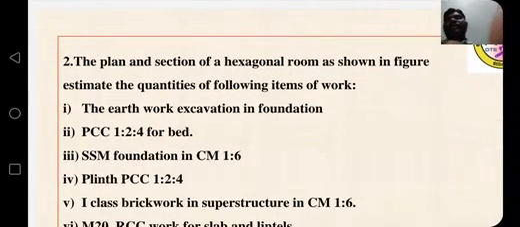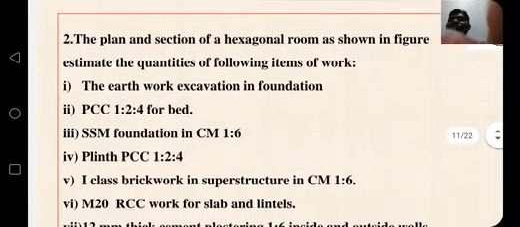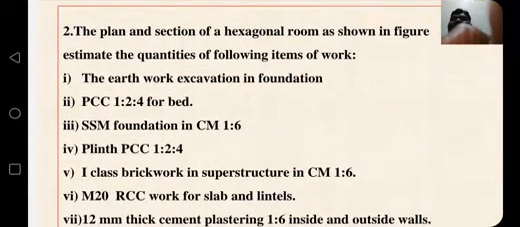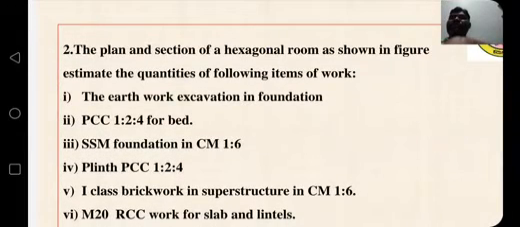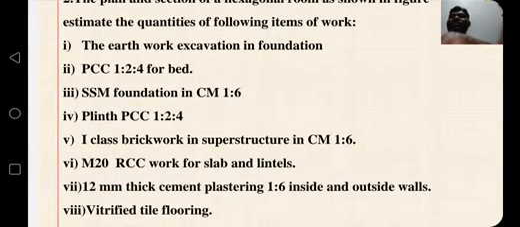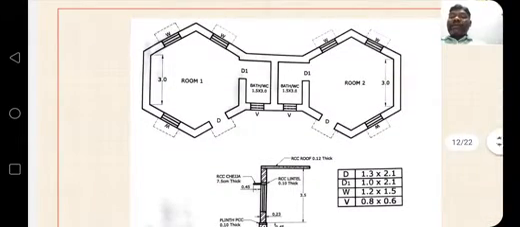Second problem is the plan and section of a hexagonal room as shown in the figure. Estimate the quantity of the following items of work. The first item is the earthwork excavation in foundation, PCC, SSM foundation, plinth concrete, first class brickwork in superstructure in CM 1:6, M20 RCC work for slab and lintels, 12 mm thick cement plastering 1:6 inside and outside walls, vitrified tiles flooring. This is a hexagonal plan.